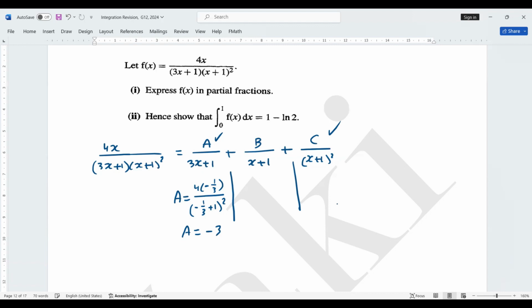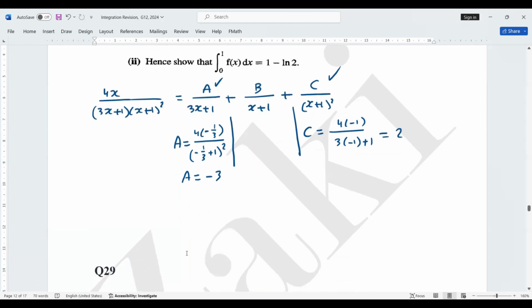Now, to get the value of c, replace x by negative 1 and cover. So it's 4 bracket negative 1 over 3 bracket negative 1 plus 1. Fraction 4 over negative 1 over 3 bracket negative 1 plus 1, it's 2. So the value of c is 2. Now, how can we get b?